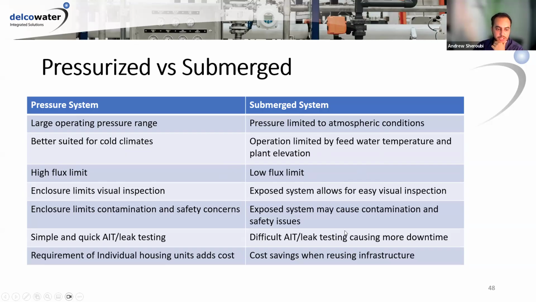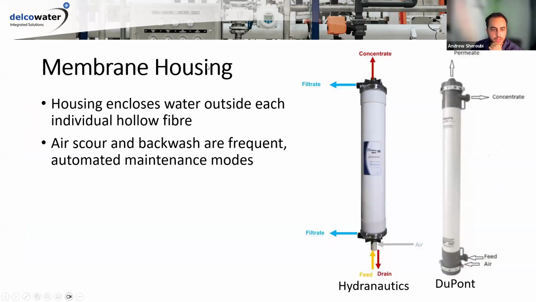This has different limitations. With these submerged systems, you have to build a crane to pull the whole unit out of the basin, versus in a pressurized system, you could just take one membrane out. It's easier to work on. So we generally prefer a pressurized system, but both of these are regularly used. This is what the pressurized UF membrane looks like.